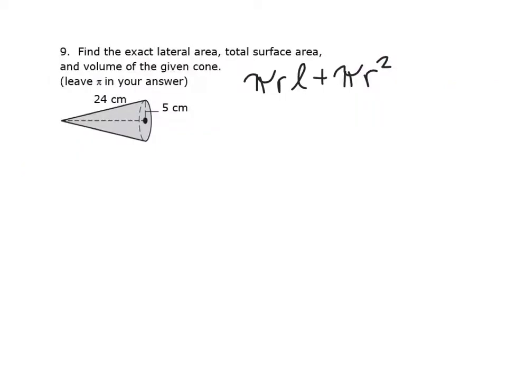So in this problem, we're asked to find the lateral area and total surface area, and the exact volume, exact answer, which means we're going to leave pi. So for the lateral, we have pi. The radius we know is 5. So times 5, and then our L is our slant height, which is represented by 24.